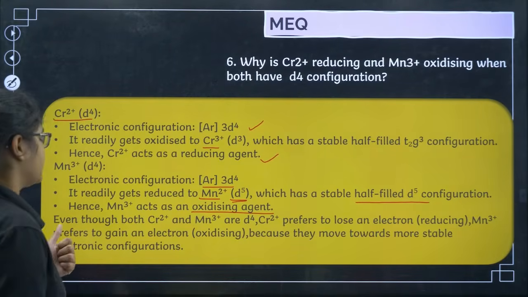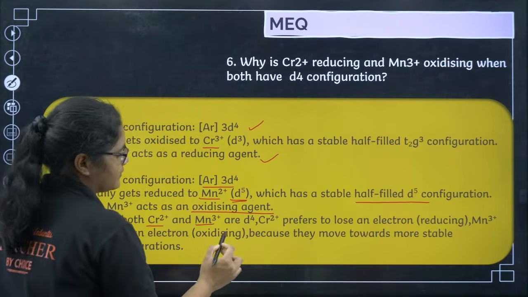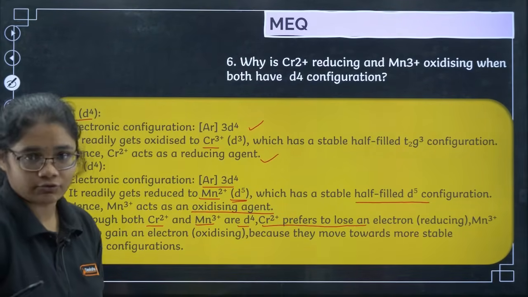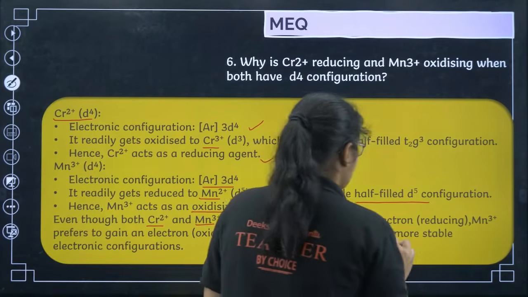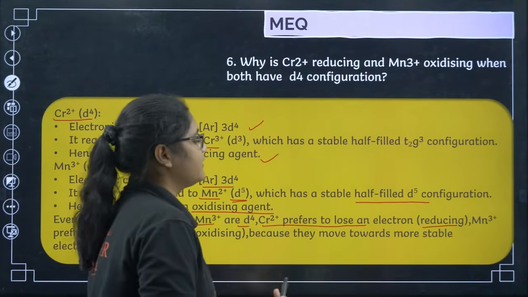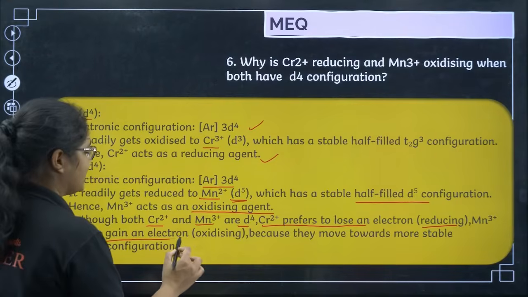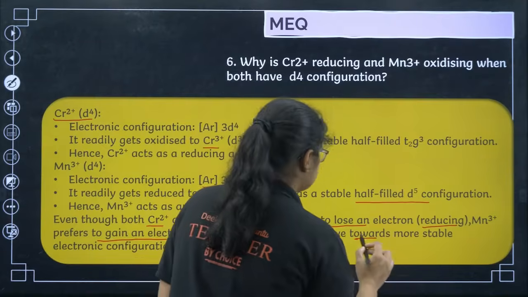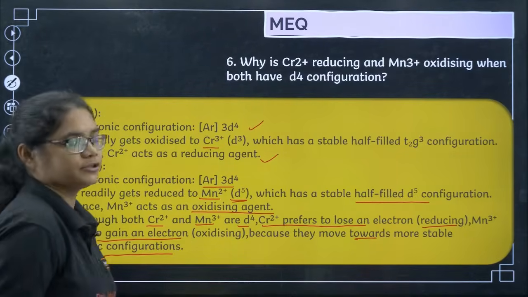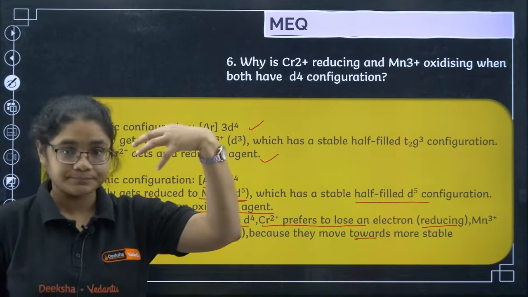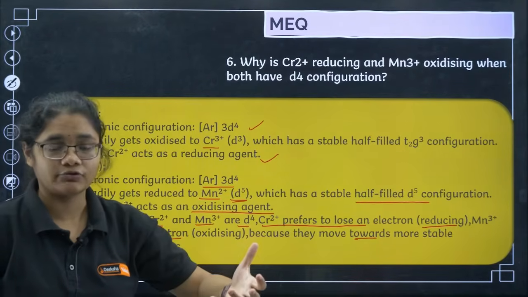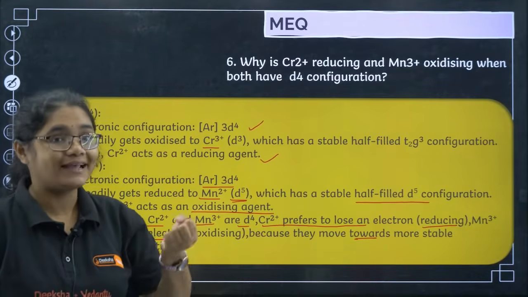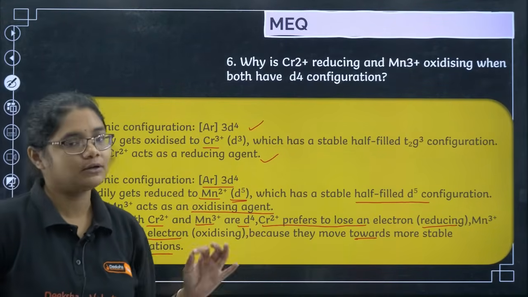So what we can conclude here is that even though both Cr2+ and Mn3+ have d4 configuration, Cr2+ prefers to lose one electron, so that is why it is a reducing agent, and Mn3+ prefers to gain an electron, so that is why it is an oxidizing agent, because they move towards their more stable electronic configuration. Cr2+ loses one electron and moves towards the more stable configuration, whereas Mn3+ gains one electron and moves towards the more stable configuration.